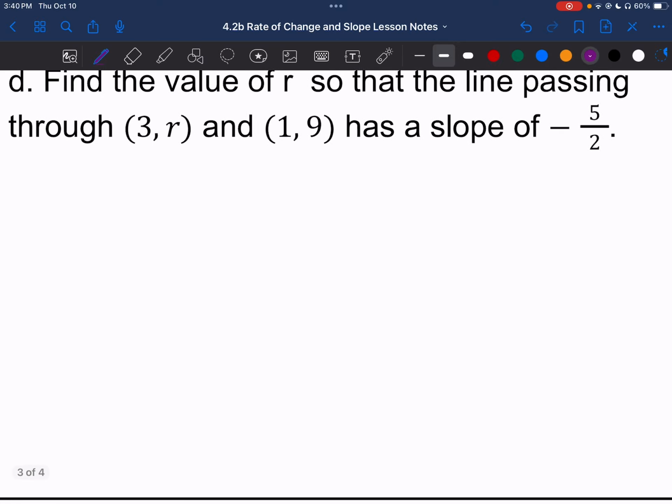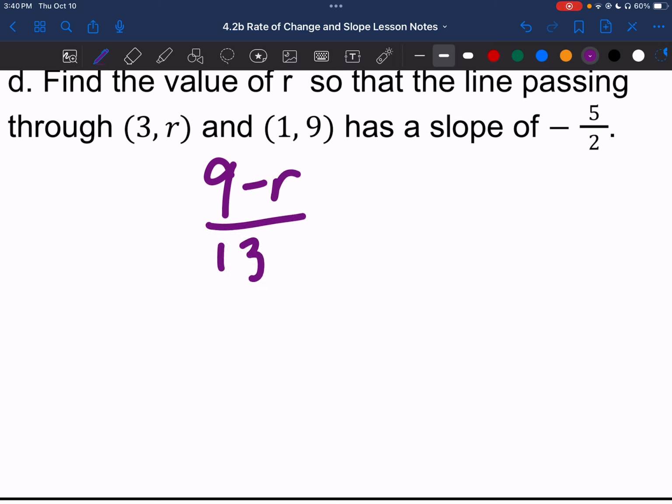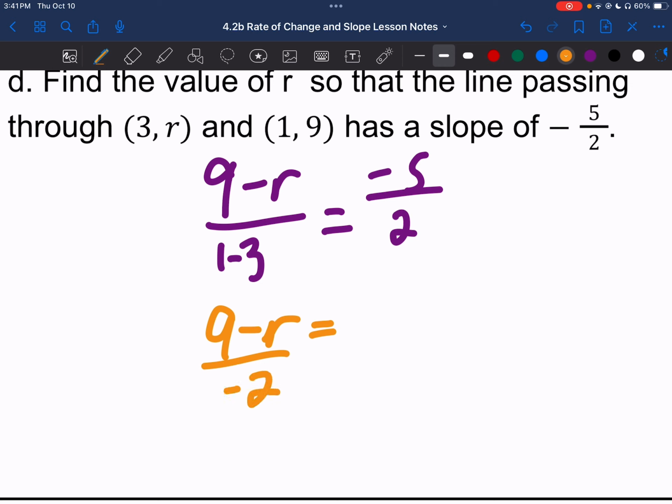Letter D, we have a slope of negative 5 halves. So we have 9 minus r over 1 minus 3 is equal to negative 5 over 2, to just assign it to one part of the equation. So let's do our subtraction in our denominator first. So we have 9 minus r over negative 2 is equal to negative 5 over 2. And we are going to multiply both sides of our equation by negative 2.